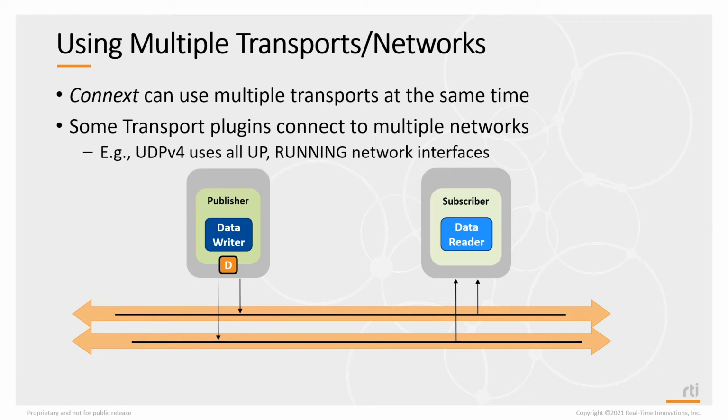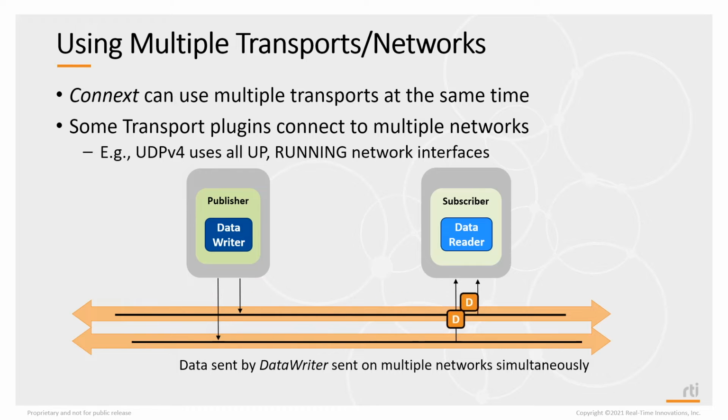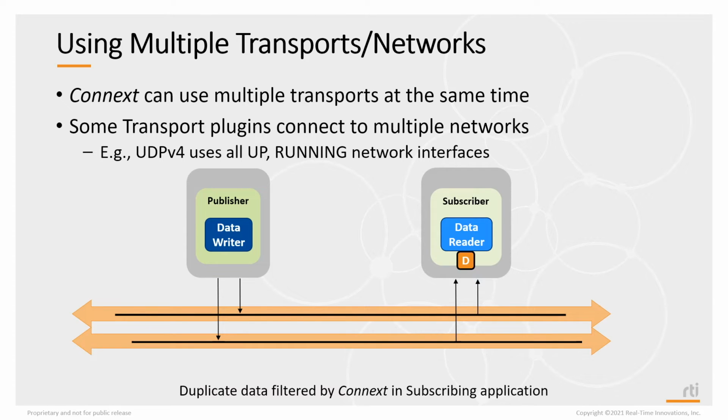So if you, as a data writer, send one piece of data, DDS will actually send a copy on every network that it's connected to. And then if a subscriber is connected to all those networks or the same networks, the subscribing application will actually receive duplicate copies, but your code will only see one because we know that we got a duplicate copy of the data. This is what happens by default. Now, you could configure it not to do that. You could configure DDS to send some data over one network and some data over another network.